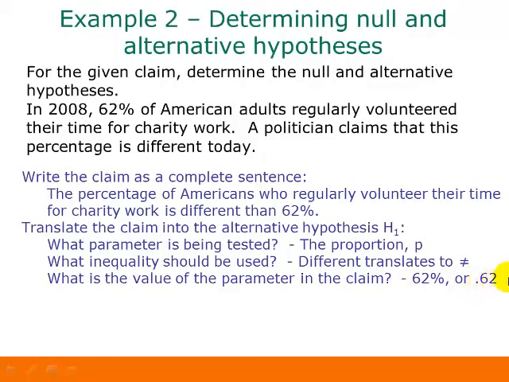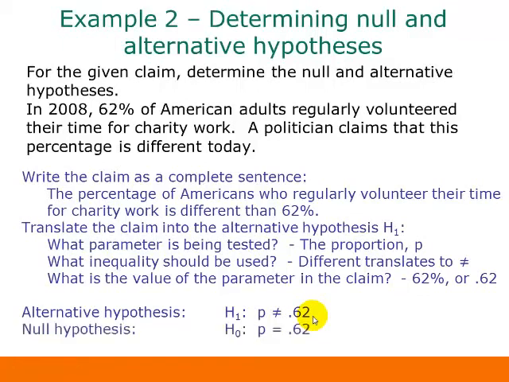So our alternative hypothesis will be H1 is that p is not equal to 0.62. To get our null hypothesis, we just replace that not equal to with an equal to. So our alternative hypothesis is that p is not equal to 0.62. Our null hypothesis is that p is equal to 0.62.